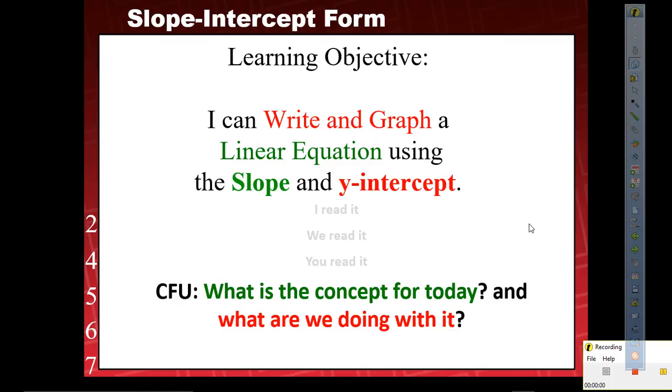For our objective for today, I can write and graph a linear equation using the slope and y-intercept. Let's read together. 1, 2, 3. I can write and graph a linear equation using the slope and y-intercept. So today's going to be the third method of graphing.